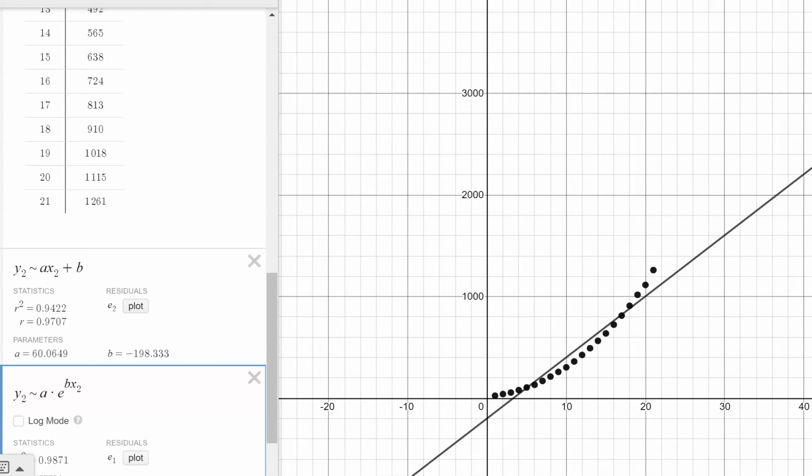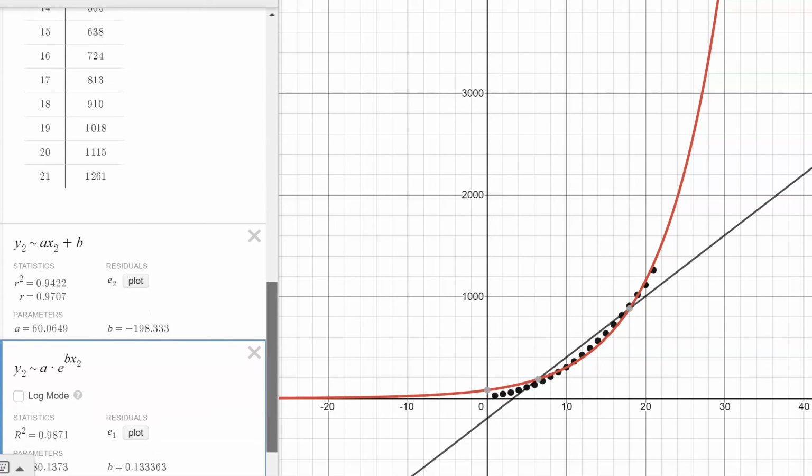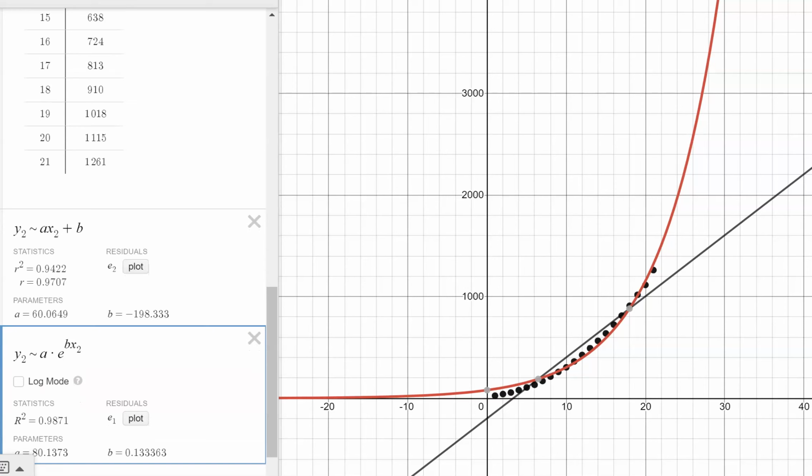And let's turn on that graph and see how it looks, and that is substantially closer. Those points follow that line very, very nearly. And if we look at the r squared value, it is 0.987, and so that is better.